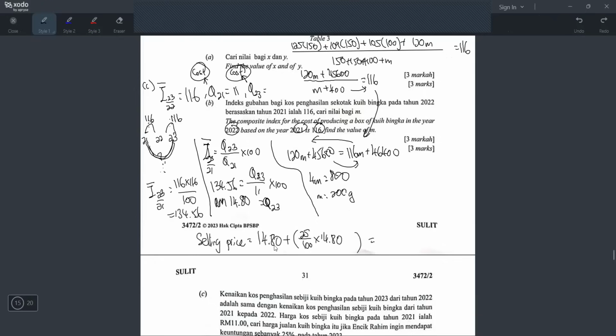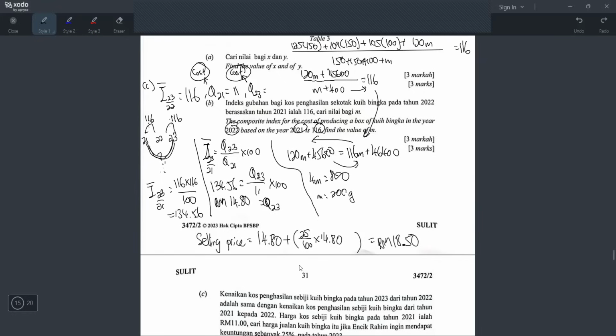So now you just press all this inside the calculator, right? So let me press 14.8 times 0.25 plus 14.8. Okay, my calculator gives me 18.5. So 18.50. And then don't forget to write RM. You have to write the zero because this is a price, right? Price always write 2 decimal places. So this is the selling price, right?